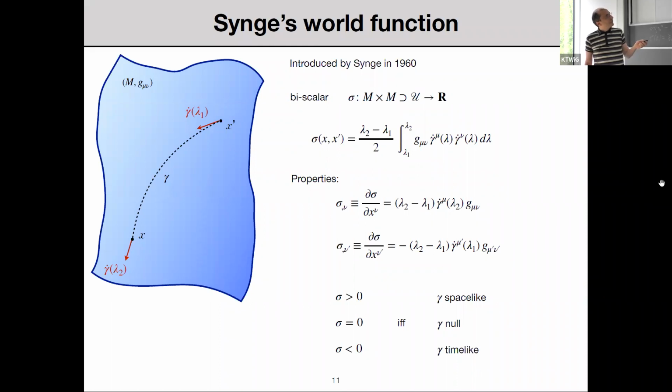Namely, if you take the derivative of sigma with respect to the unprimed x, what you get is basically the value of the tangent vector at the point x with the index lowered and with some kind of prefactor here. And the same on the other side.